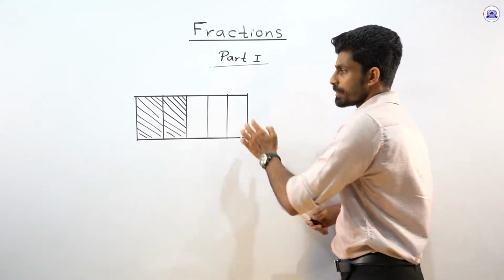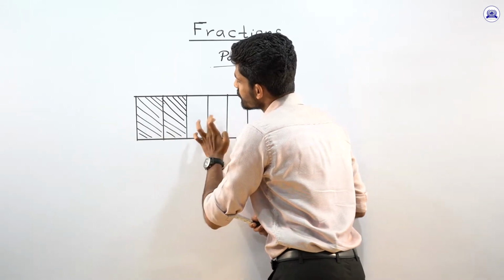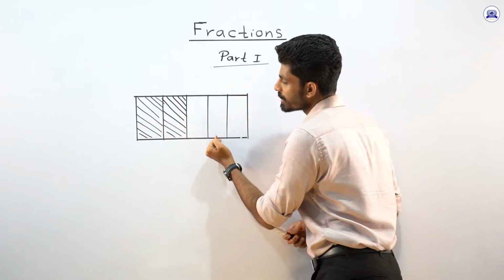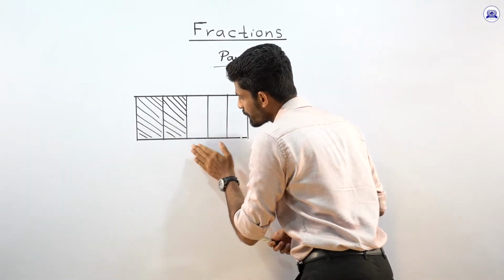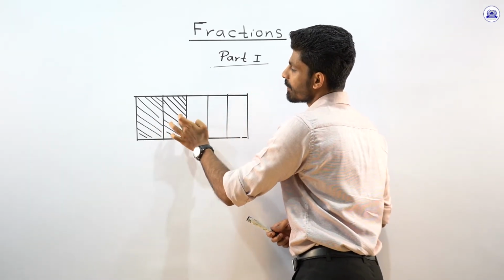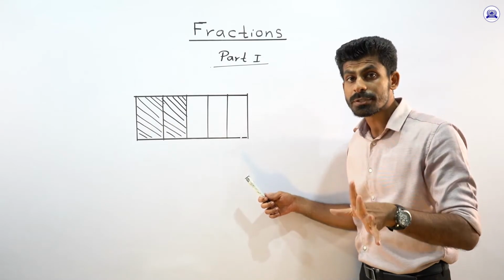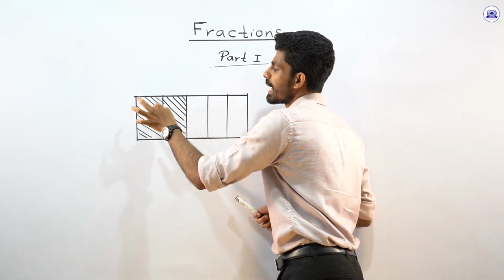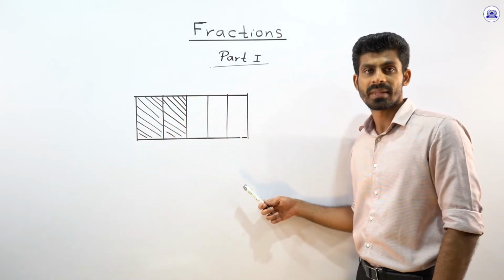You can see a rectangle in this figure. How many parts are there, my students? 1, 2, 3, 4, 5. Out of the five parts, you can clearly see I have colored two parts.